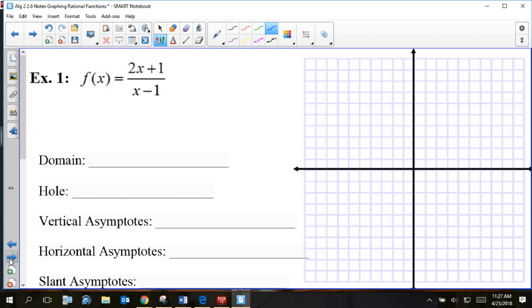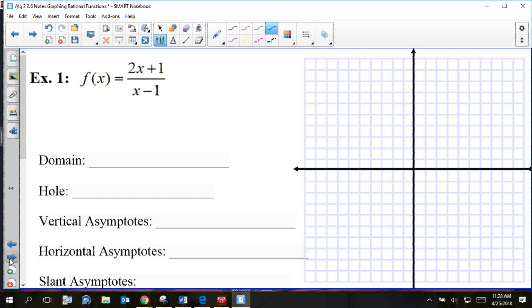So example 1. Our very first step is we have to see if they have any common factors, because we can't answer all these questions if there's common factors. So our first step is to factor the numerator and the denominator. Factor the numerator, factor the denominator. Okay, so we're done with that one. Not factorable.